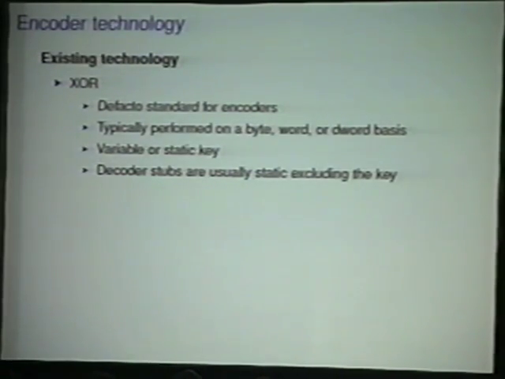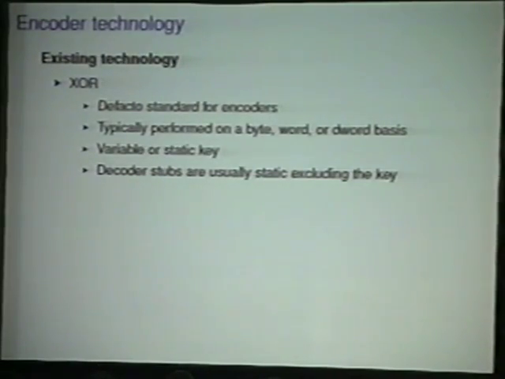For those who aren't familiar with XOR, we're not going to cover it, but basically you have your payload separated into different blocks. It's either a byte, 2 bytes, 4 bytes, whatever the case may be. You have a key that's either static or variable, and you loop through every block in the payload, XORing it with that key to generate the encoded version of the payload.